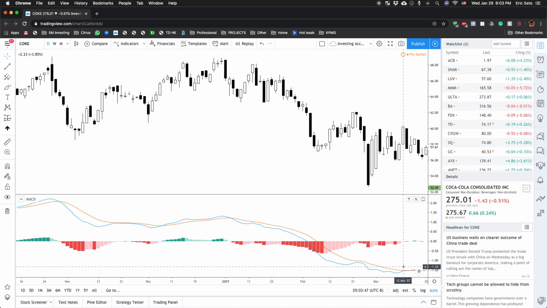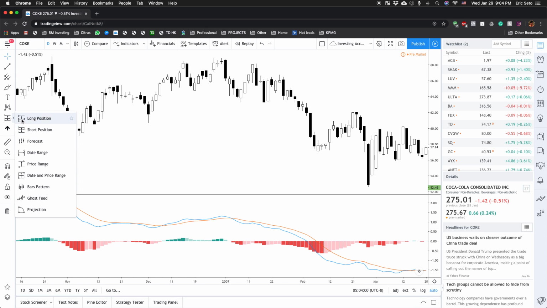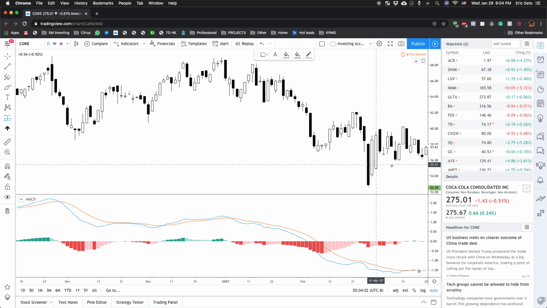So this time I'm not going to worry about target profits. I'm actually going to look at the crossover as an exit. So I'm trying a different strategy now. So as you can see, I can test multiple strategies without even risking a single dollar.